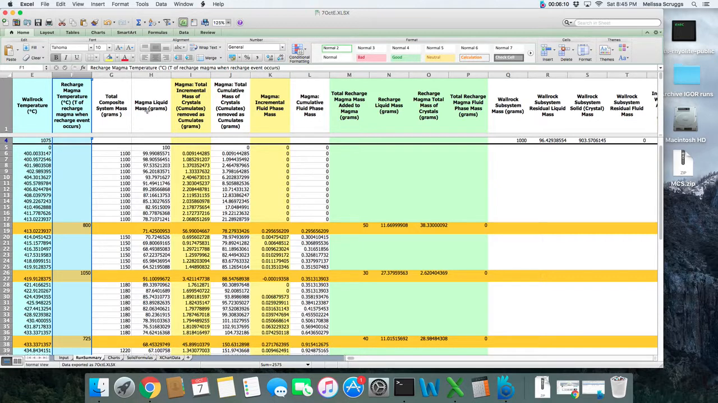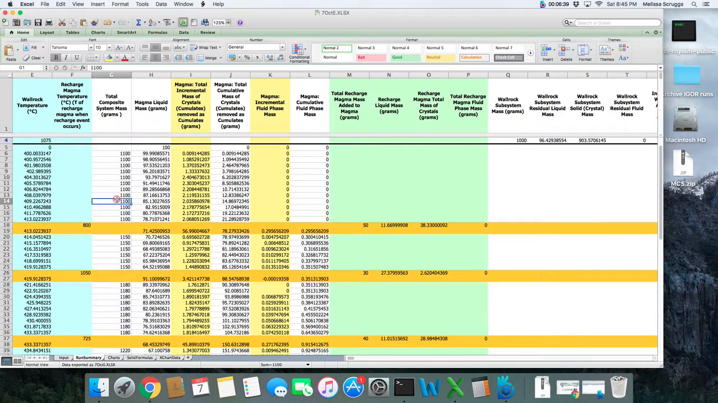Column G is the total composite system mass in grams. So this is the total mass of the system. The mass of the initial magma is always going to be 100 grams, so you can just subtract 100 grams and then you have the mass of your wall rock. Or if you're recharging or assimilating, then you can add in whatever new mass there is. So here, our total mass of the composite system is 1,100 grams: 1,000 grams for the wall rock and 100 grams for the magma.